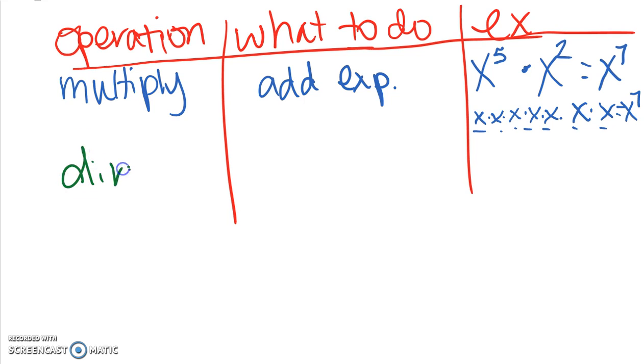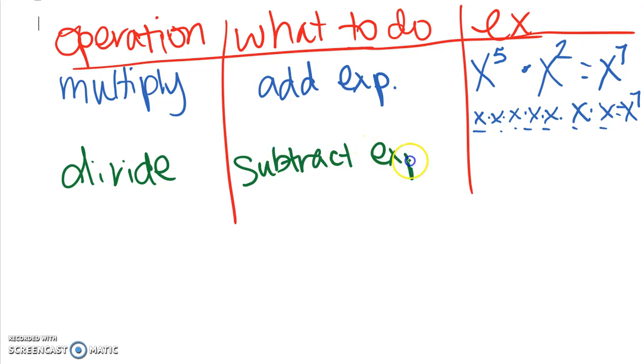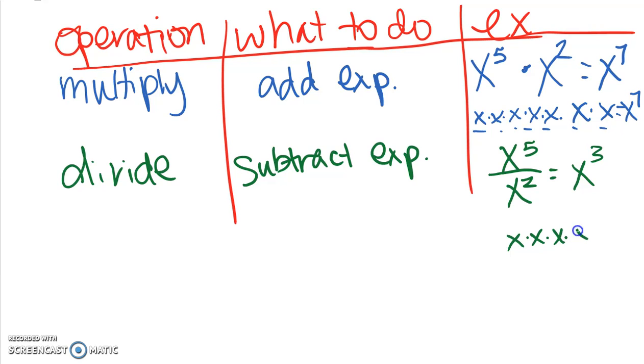Then if you're going to divide, then you subtract the exponents. So x to the 5th divided by x squared equals x to the 3rd. And so you can see what that looks like if you expand it out. X to the 5th at the top, x squared at the bottom, and then you cancel out things that match, and then you're left with x to the 3rd.